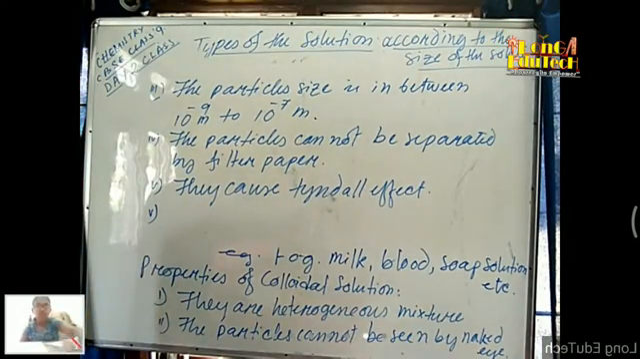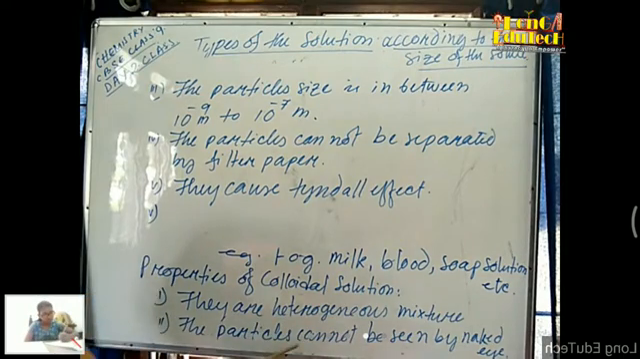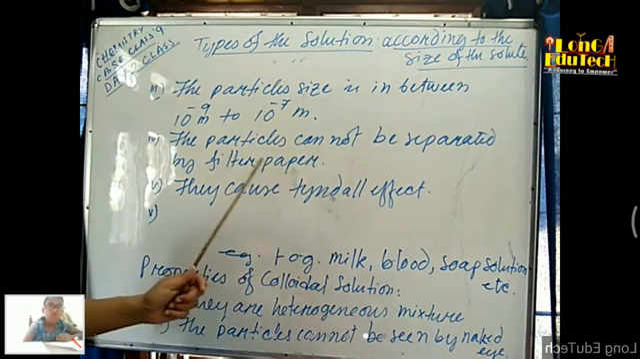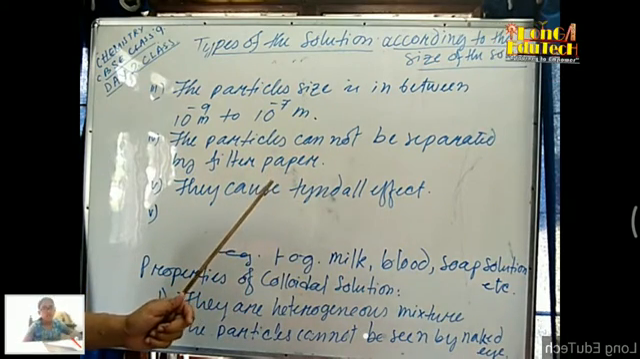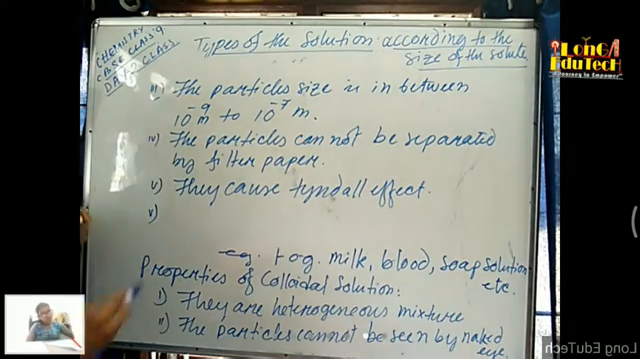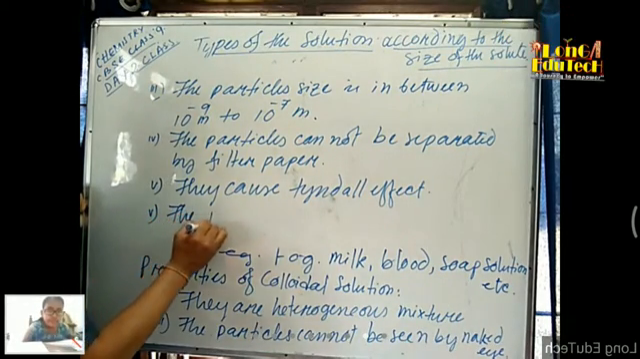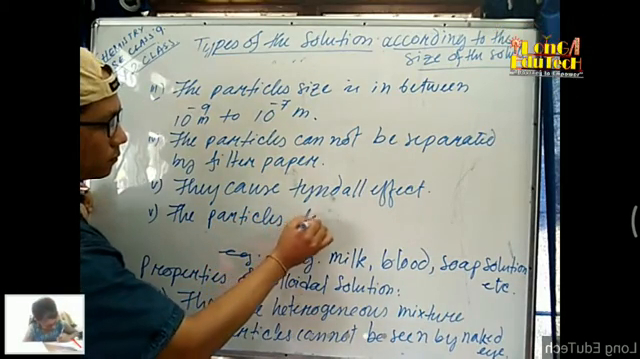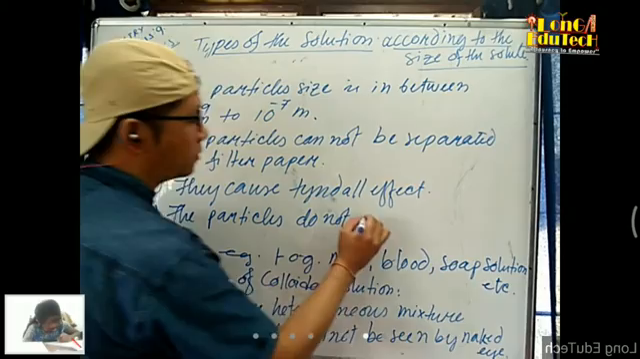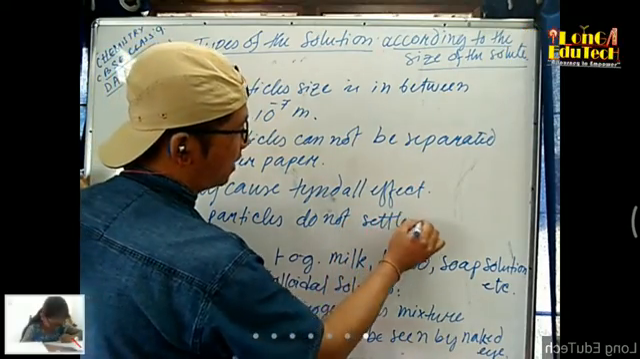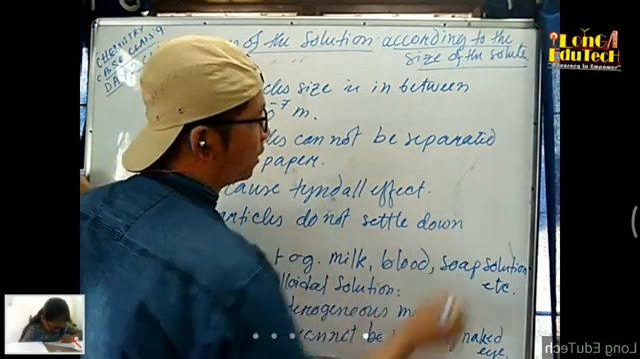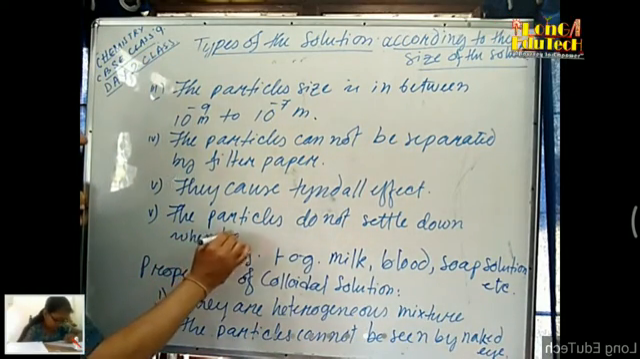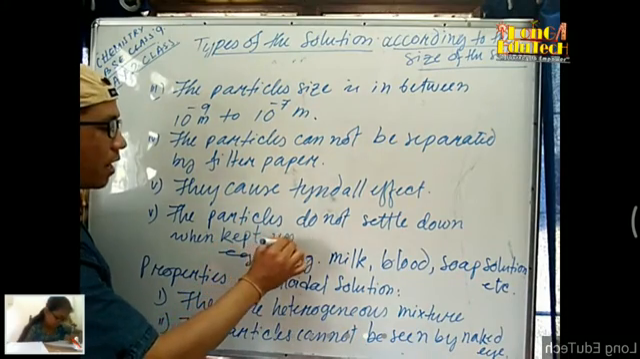Okay, so what is a heterogeneous mixture? Particles cannot be seen by naked eyes. Particle size is in between. Particles cannot be separated by filter paper. They cause Tyndall effect. Another one is that the particles do not settle down when kept undisturbed.